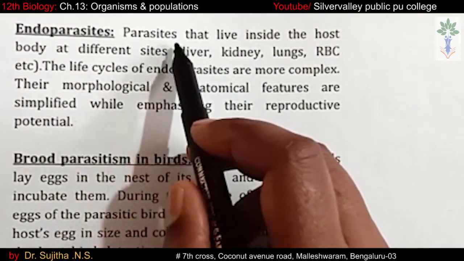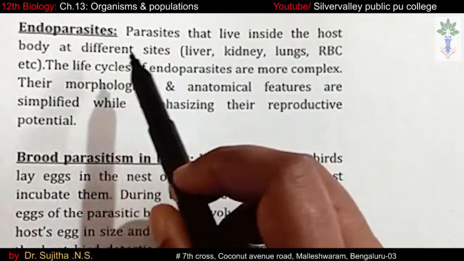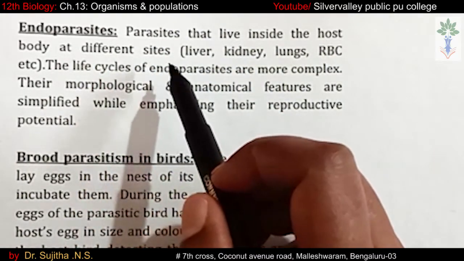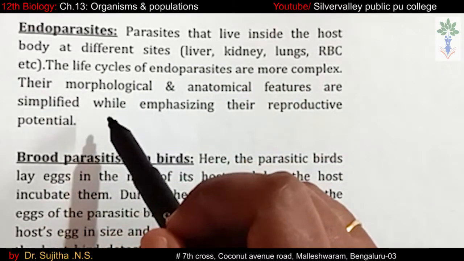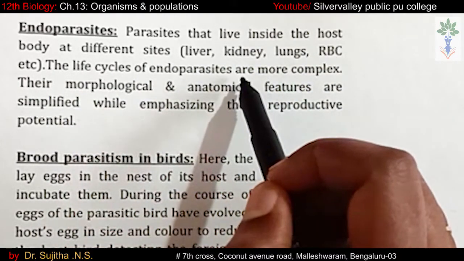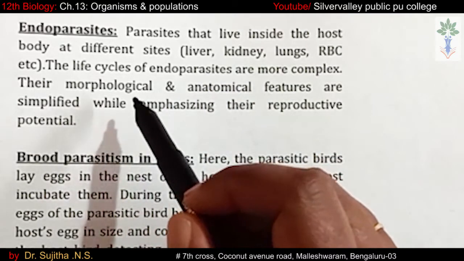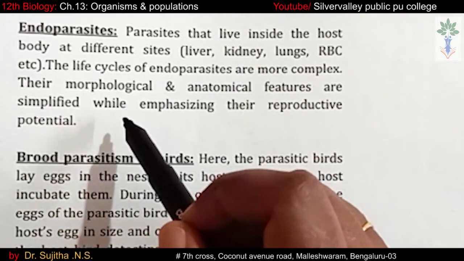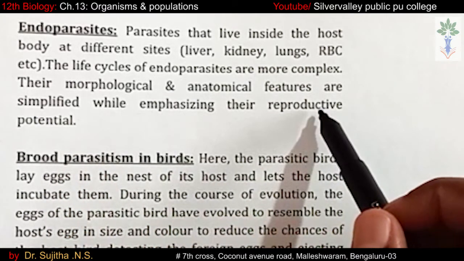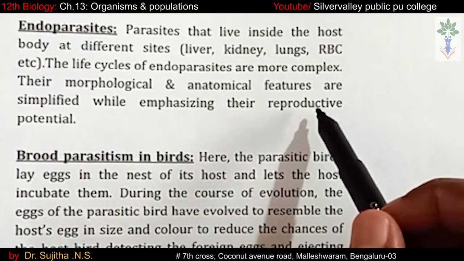Endoparasites. The parasites that live inside the body of the host at different organs such as the liver, kidney, lungs, RBC, etc. The life cycle of the endoparasites is very complex. Their morphological and anatomical features are very simple when compared to their reproductive organ, which is highly developed.